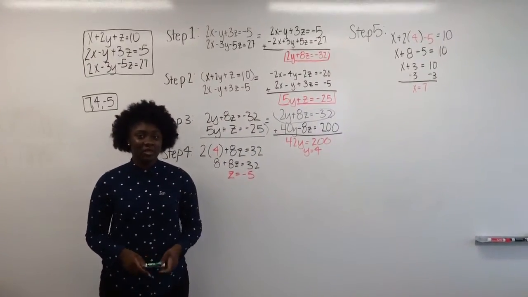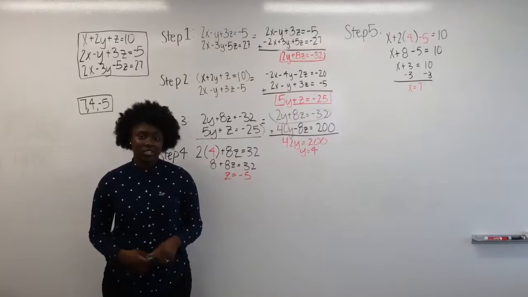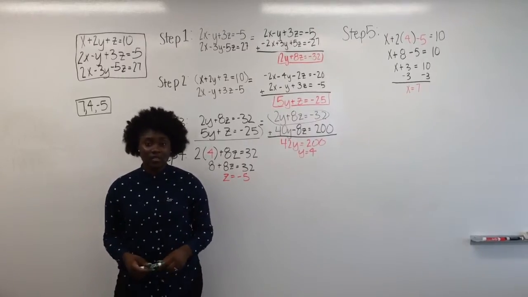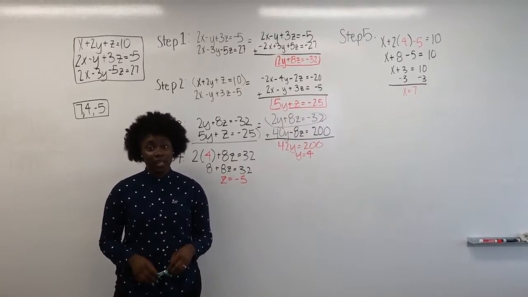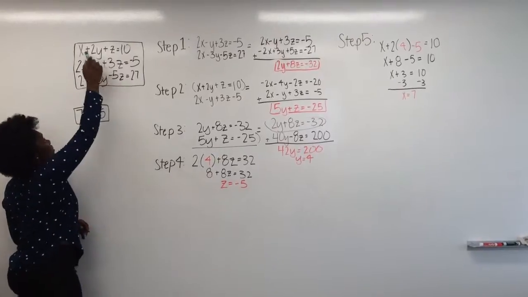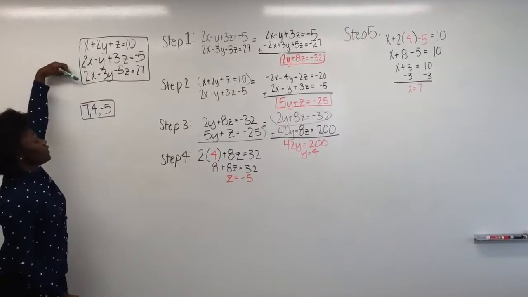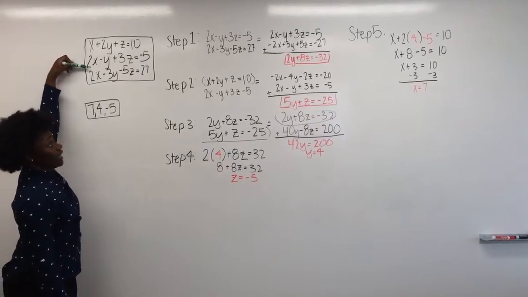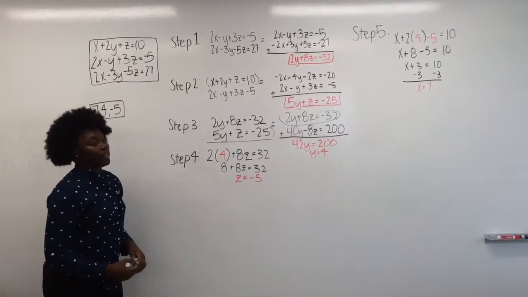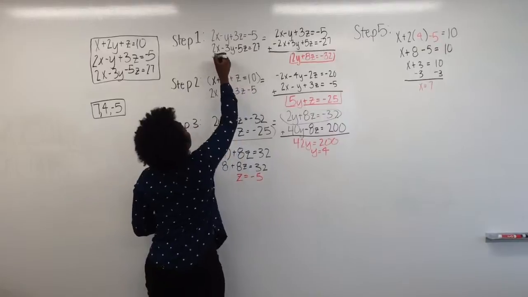I'm going to show you all how to solve a system of equations using 3 variables. The purpose of this is to find the value for 3 variables, which is x, y, and z. So for step 1, I chose 2 of the 3 original equations and I have to eliminate 1 variable, and I decided to eliminate x.